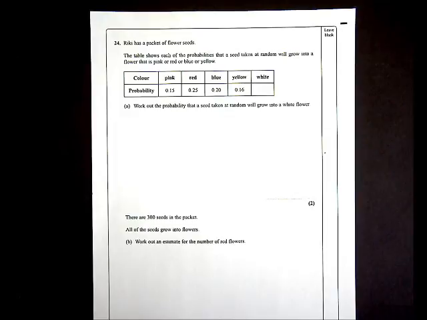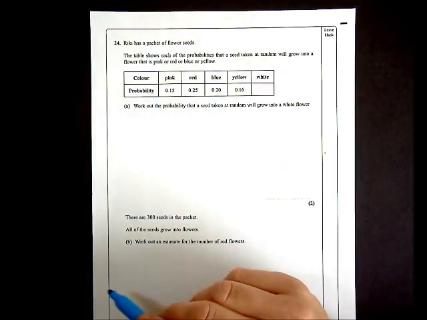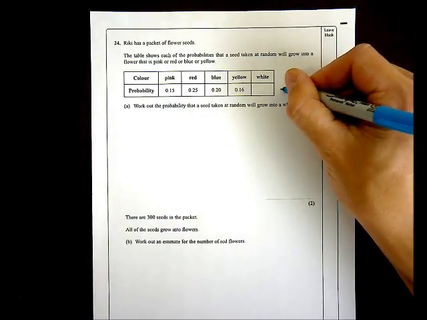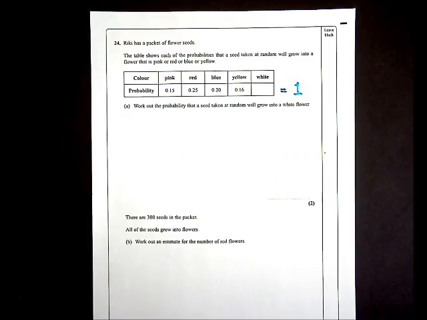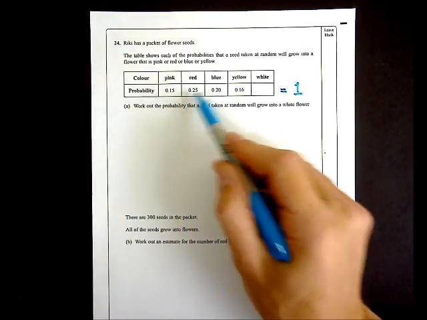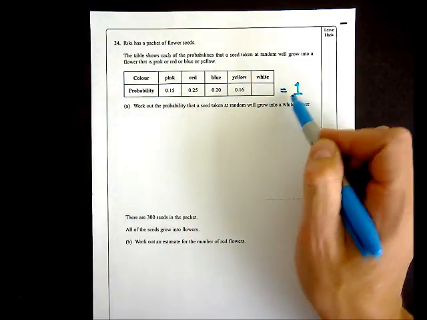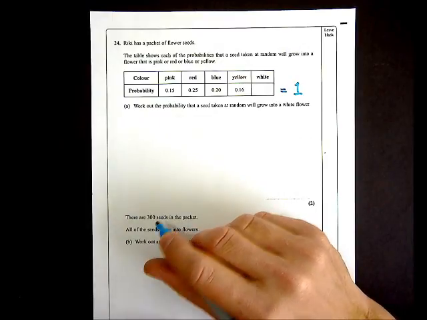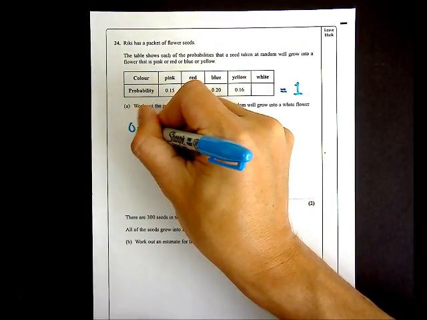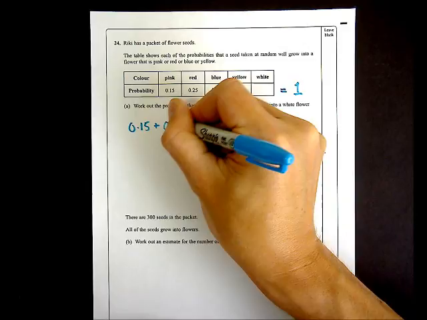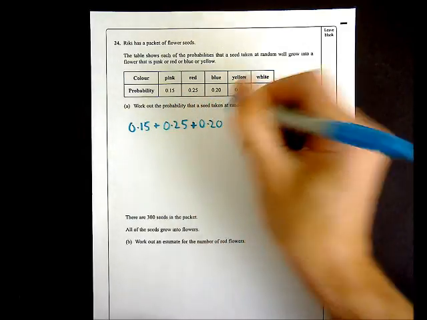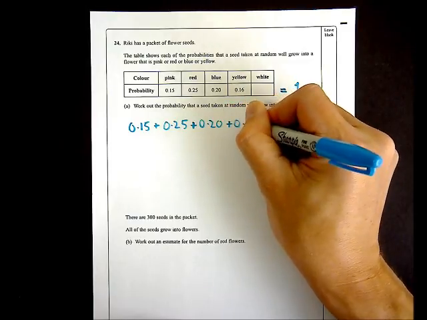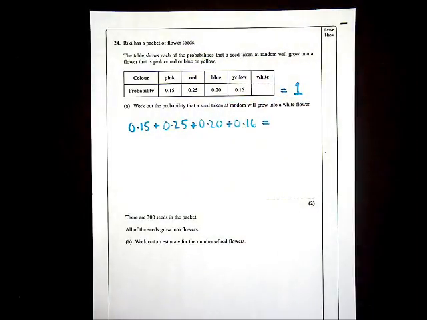In question 24, I'm told that Ricky has a packet of flower seeds, and the table shows the probability. Now I know that all the probabilities, because these events are mutually exclusive, can't happen at the same time, should add up to 1. So all I need to do is add up these 4 numbers and find the difference from 1 to work out what the probability of it being white will be. So I need to do 0.15, add 0.25, add 0.20, add 0.16, and again I'll do that on my calculator.